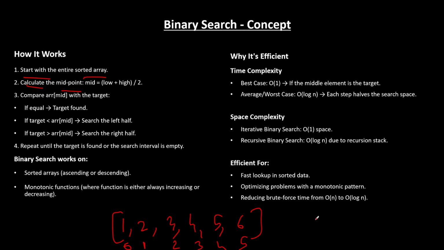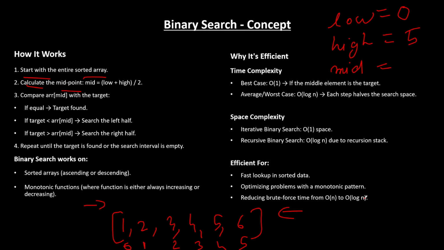So what is the low value here? We have two variables in binary search: one is low and one is high. Okay, and another is mid. Now low takes the index value from the starting, and high takes the index value from the backside, and mid is the calculated mid index for the particular range. Okay, so low is basically 0 and high right now is 5, right?